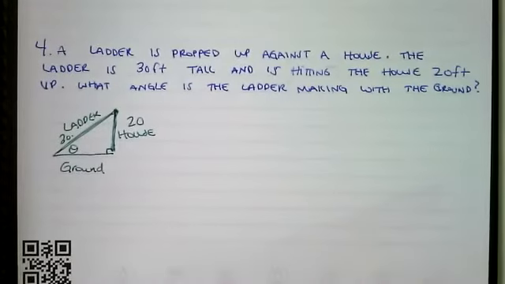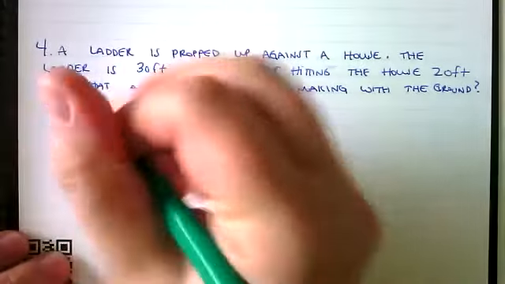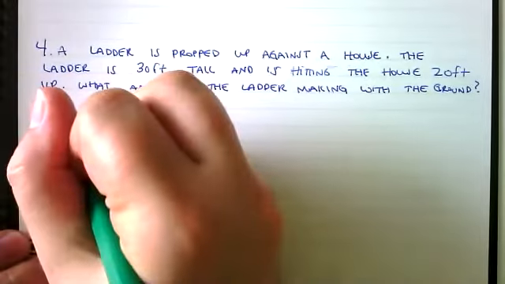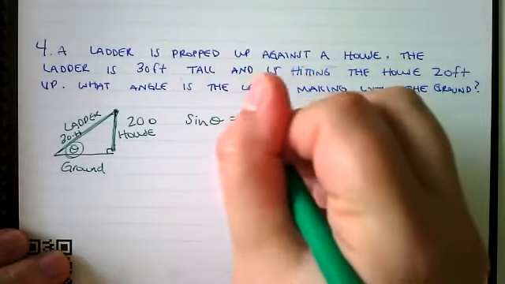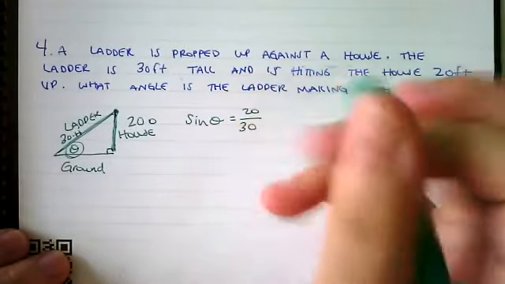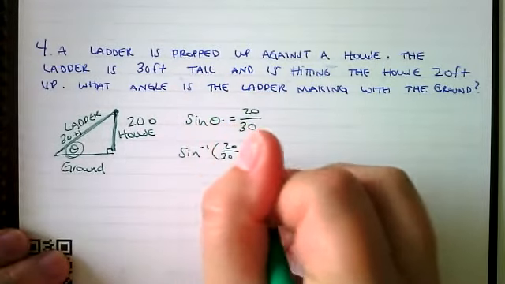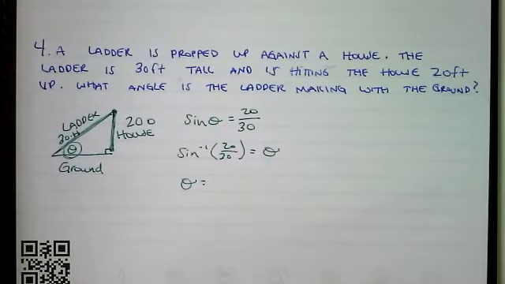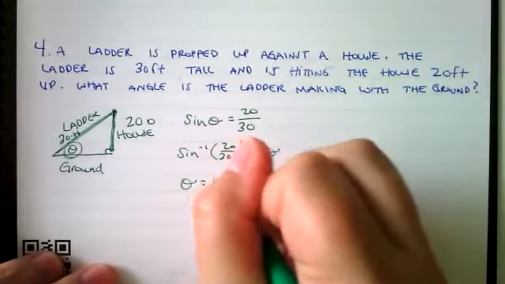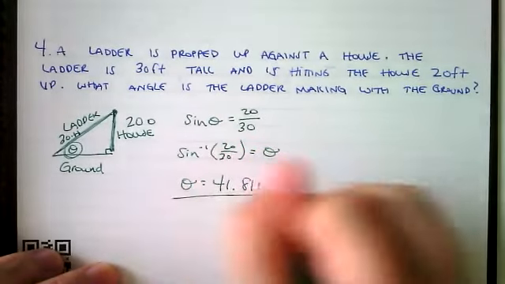Now that we have it all set up, we're just going to do the same thing that we did up above. Here is my angle, the 20 is my opposite, and the 30 is my hypotenuse, so I'm using sine. So I've got sine of theta equals opposite, which is 20, over hypotenuse, which is 30. I'm solving for an angle here, so I have to do the inverse of 20 over 30, and that's going to give me my angle. Plugging that into my calculator, the inverse sine of 20 divided by 30, I get 41.8103. And there's my answer.